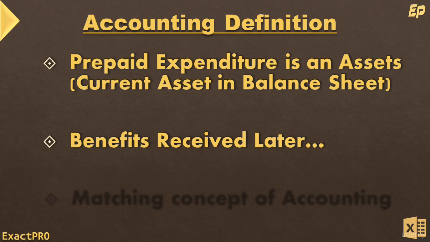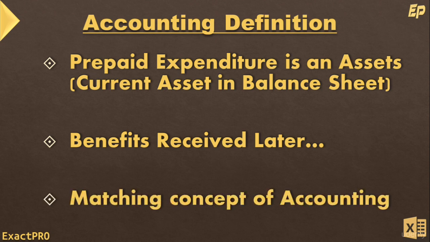To record prepayment, you have to debit the equipment or insurance policy account and credit the cash account, assuming that no credit is used. This effectively increases the amount of prepaid expenses in the balance sheet as an asset account and reduces the cash balance in the balance sheet.